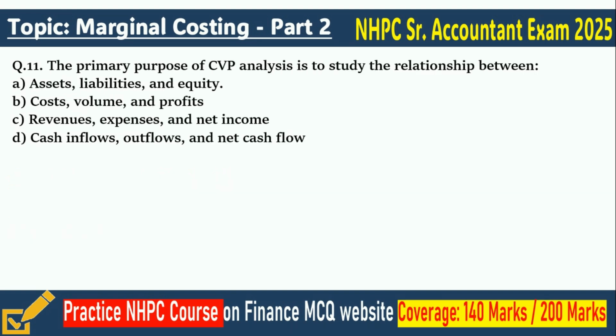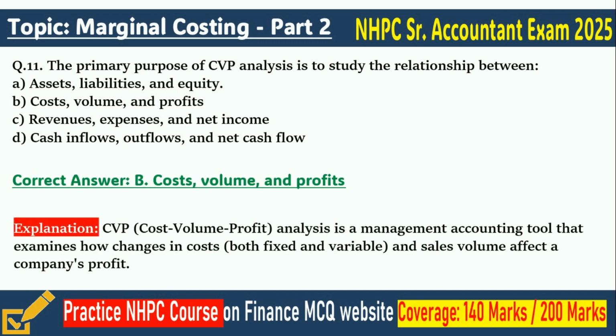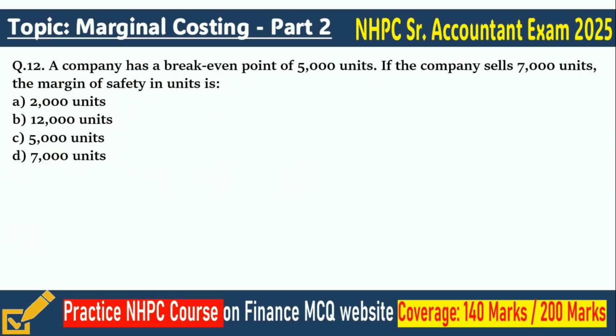The primary purpose of cost volume profit analysis is to study the relationship between option A assets, liabilities, and equity, option B cost, volume, and profit, option C revenues, expenses, and net income, option D cash inflows, outflows, and net cash flow. So, friends, here the most obvious answer would be option B that says cost, volumes, and profits. So, friends, CVP analysis is a management accounting tool that examines how changes in cost, both fixed and variable, and sales volume affect a company's profit. Moving on, friends, next question.